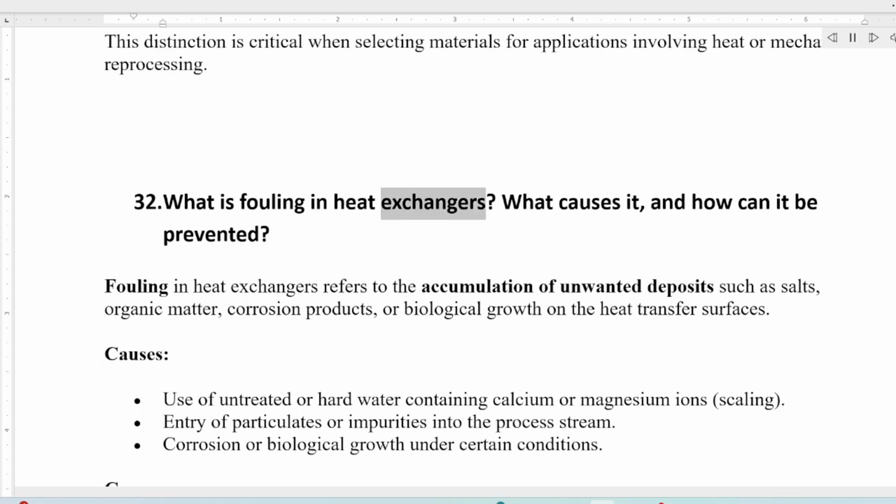What is fouling in heat exchangers? What causes it, and how can it be prevented? Fouling in heat exchangers refers to the accumulation of unwanted deposits such as salts, organic matter, corrosion products, or biological growth on the heat transfer surfaces. Causes: use of untreated or hard water containing calcium or magnesium ions, scaling. Entry of particulates or impurities into the process stream. Corrosion or biological growth under certain conditions.